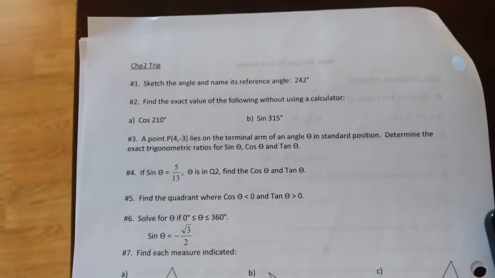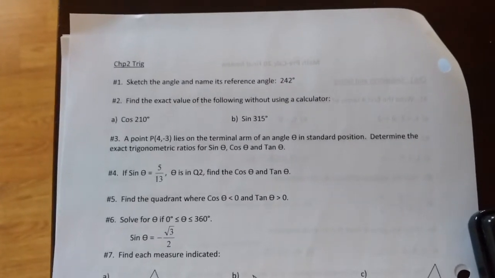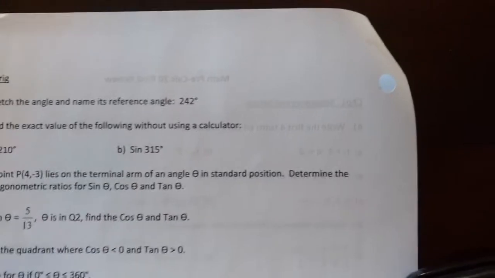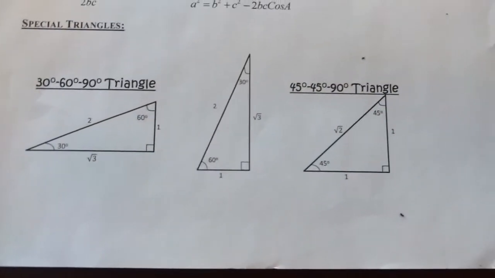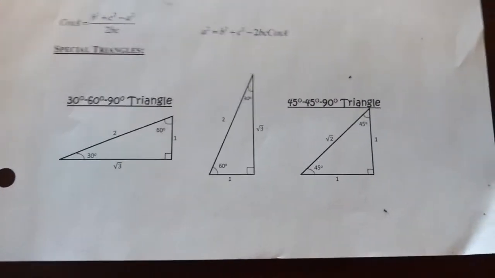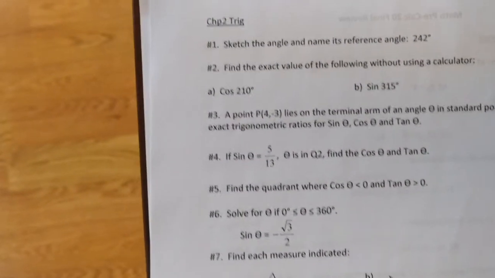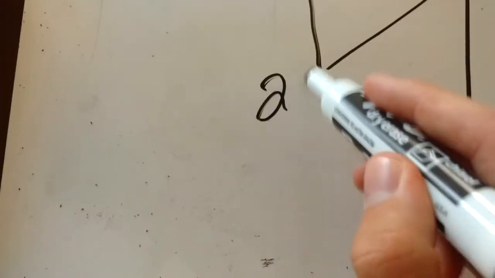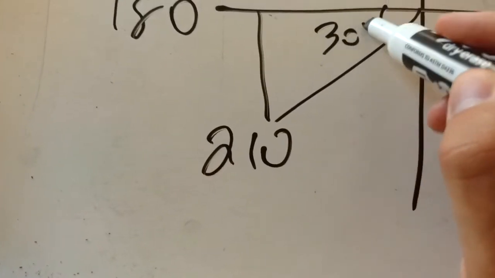Question number 2, find the exact value of the following without using a calculator. Whenever you see exact value and without using a calculator, you should be thinking on your formula sheet to your special triangles, which I've provided for you. They're right on the bottom, so we're going to have to use them. So, cosine 210, if you imagine on your grid, 210 degrees, that'd be about right here. That means we have a reference angle. If this is 180 and that's 210, our reference angle would be 30 degrees.